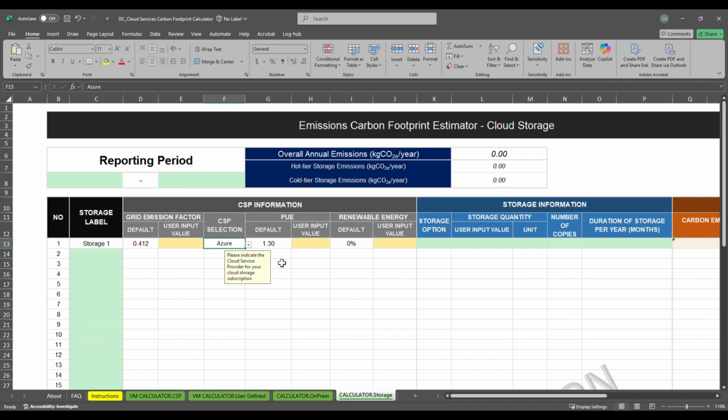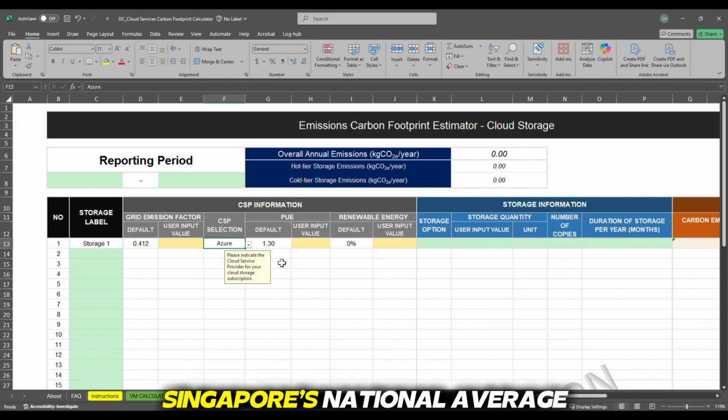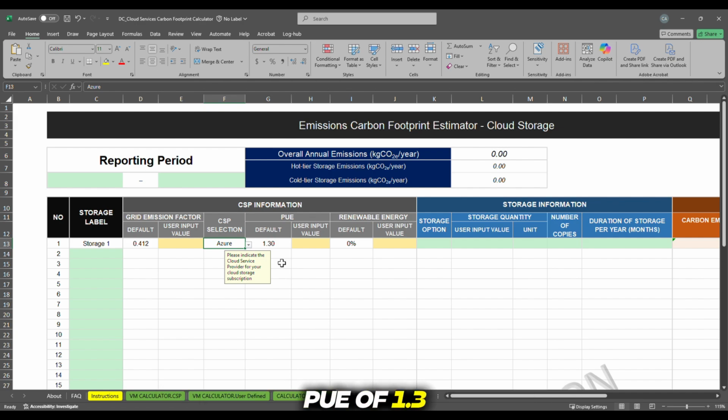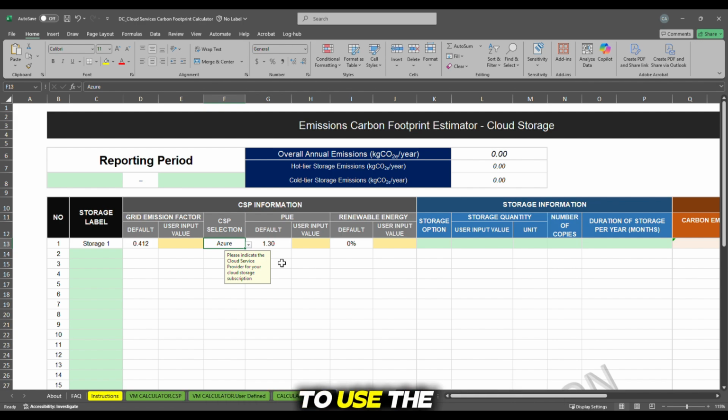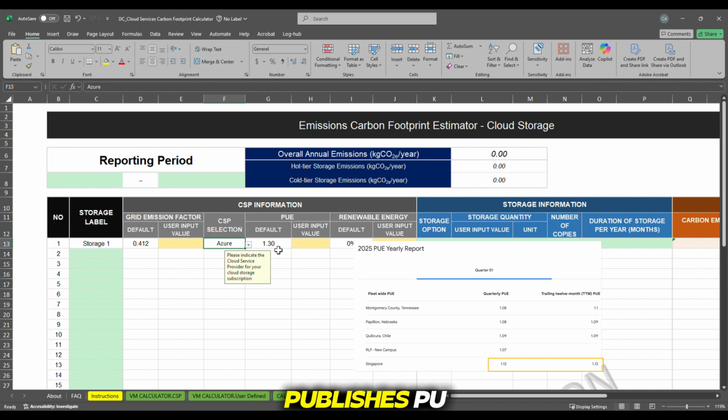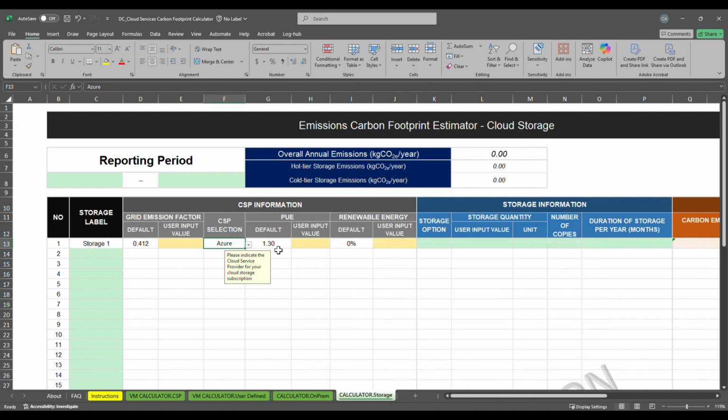Looking at the PUE, the default value we have is Singapore's national average PUE of 1.3, but for a more accurate calculation of your emissions, you are encouraged to use the PUE provided by your CSP for that specific region. In this case, this particular CSP publishes PUE values in a quarterly and trailing 12-month manner. Choosing which depends on the stated reporting period. In the instance where the CSP only provides PUE using the average of a certain region, we would still suggest using the Singapore average PUE for a more accurate emission calculation.